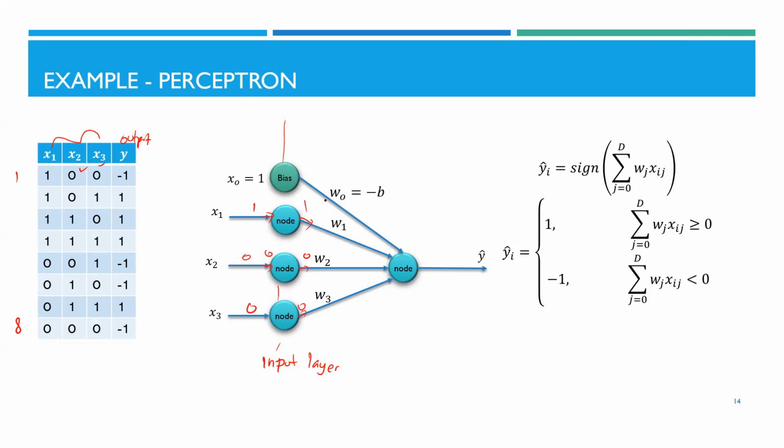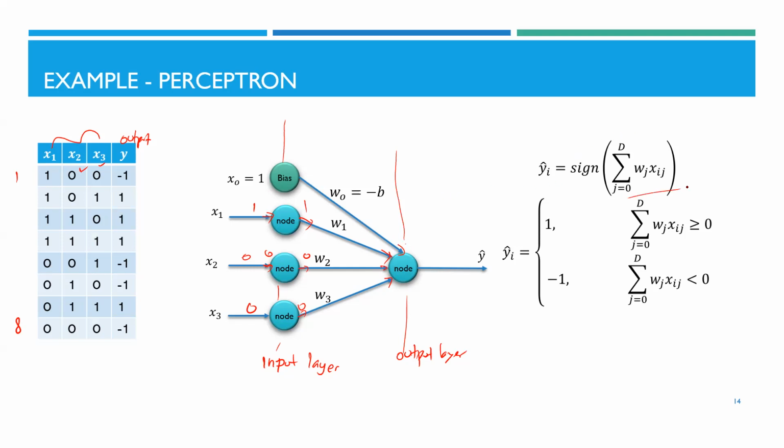So all this input will be received by the nodes in the output layer. This one is the output layer. Okay, so how to calculate this?